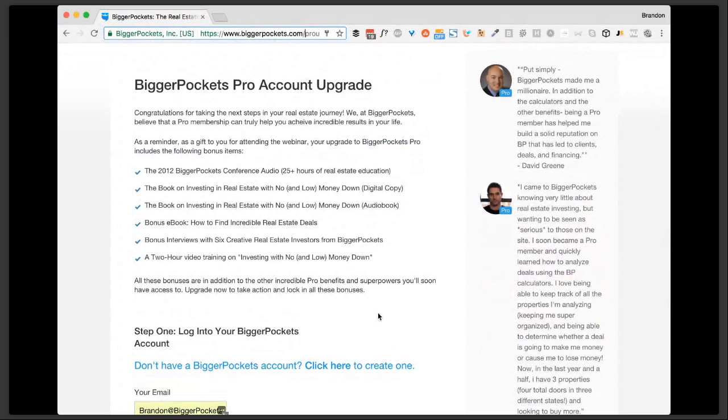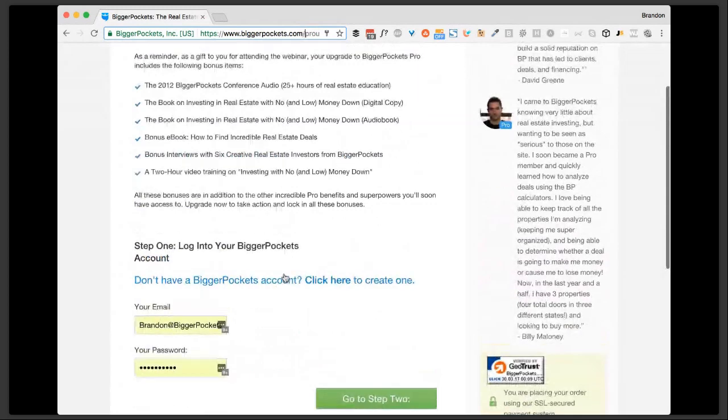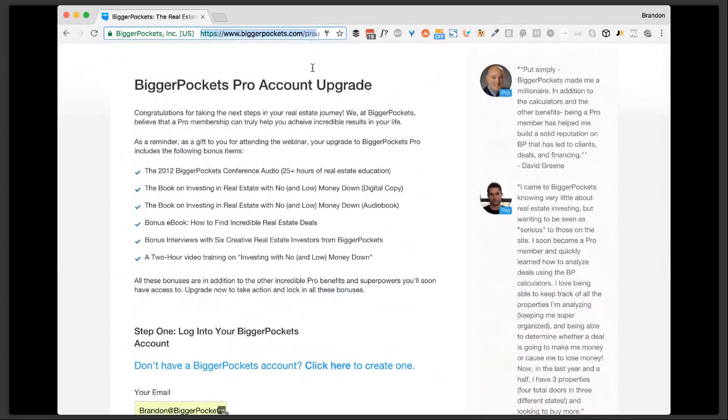So anyway, if you guys go to Pro Upgrade, either create an account or log in if you have one, enter in your information, and you're going to land on this page that looks like this.